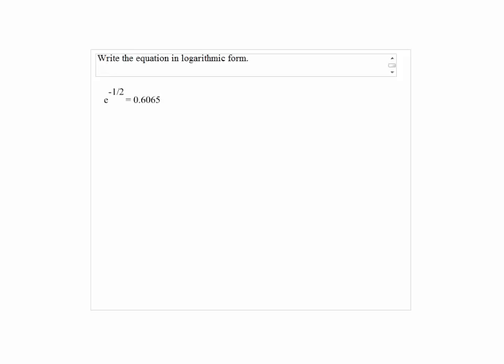Write the equation in logarithmic form. e to the negative 1/2 equals 0.6065.